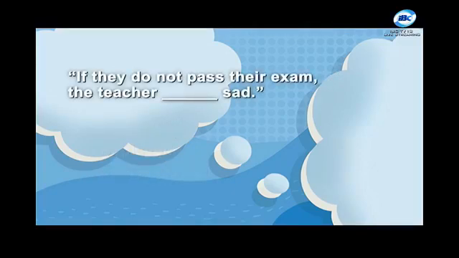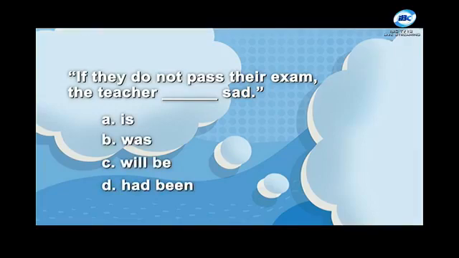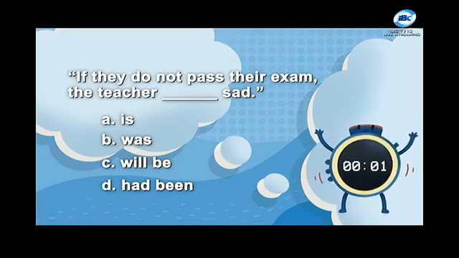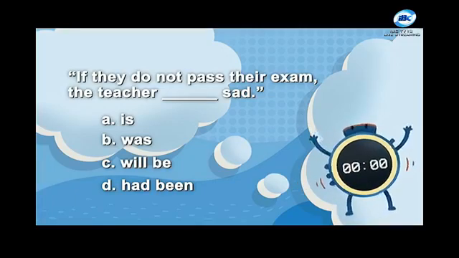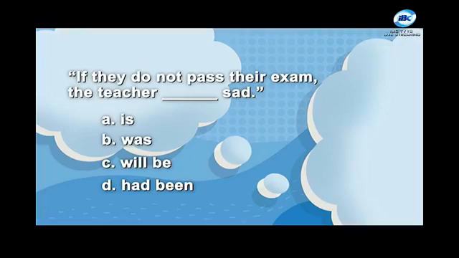Number 4. If they do not pass their exam, the teacher blank sad. Which should we use? A. Is. B. Was. C. Will be. Or D. Had been. If you think C is the answer, then you are correct. If they do not pass their exam, the teacher will be sad. The verb in the result clause should be written in the future tense.